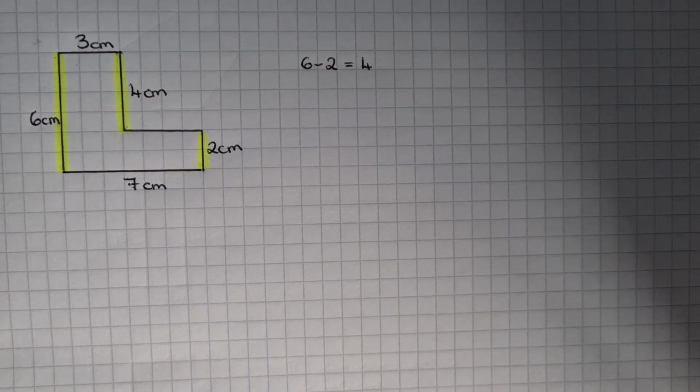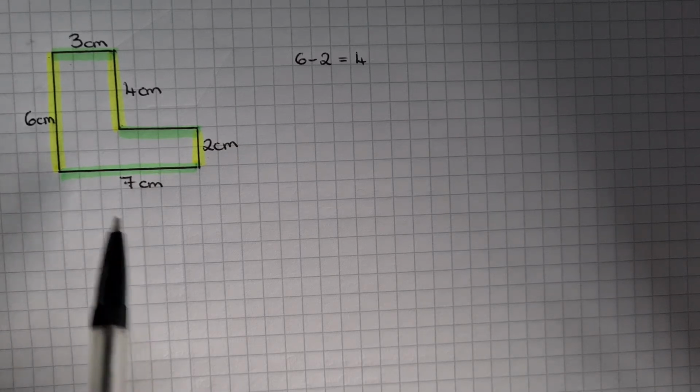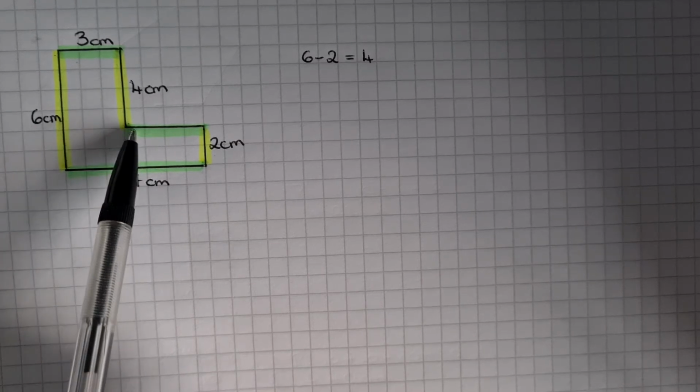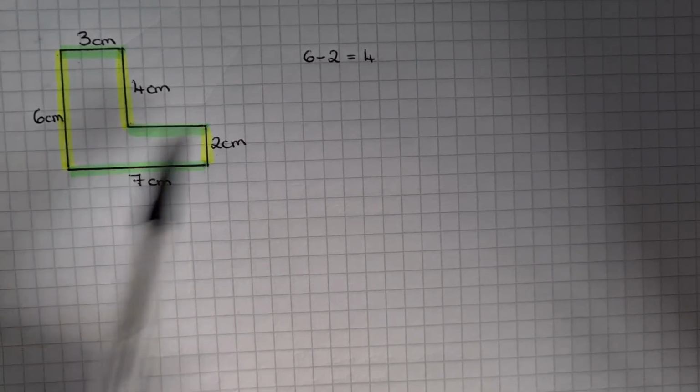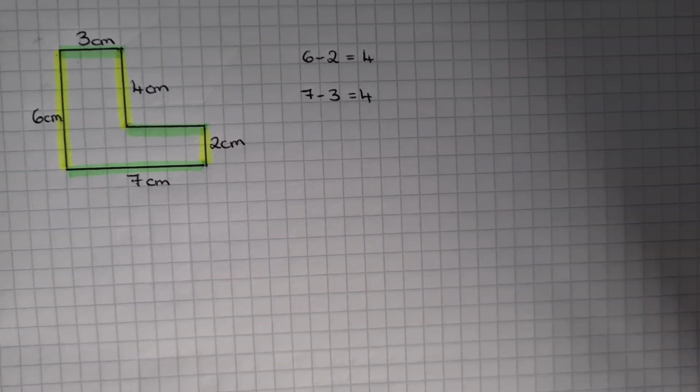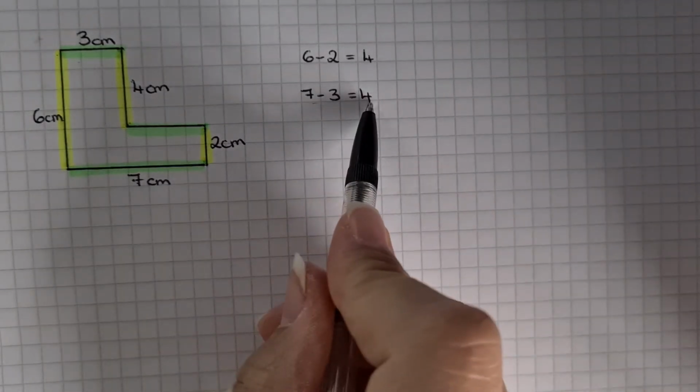We're going to do the same for the horizontal lines, so we're going to highlight them. Looking at them, we know this one is 7, we know this one is 3, and we need to work out this one. So again, you do the longest one, take away the shorter one to work out the missing side. And this one just so happens to be 4 as well.